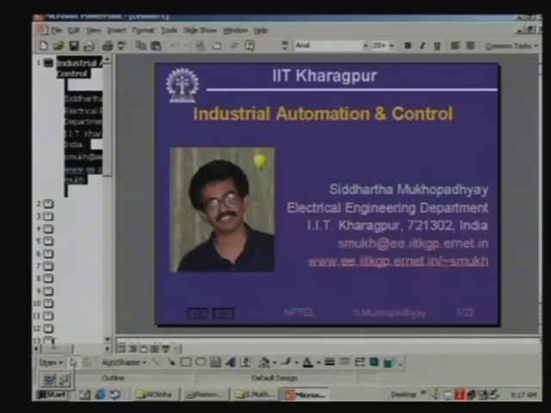This is a course on industrial automation and control recorded under the NPTEL program at IIT Kharagpur. I am Siddhartha Mukhopadhyay of the Department of Electrical Engineering at IIT Kharagpur. Today we are going to look at the content of lesson 1.